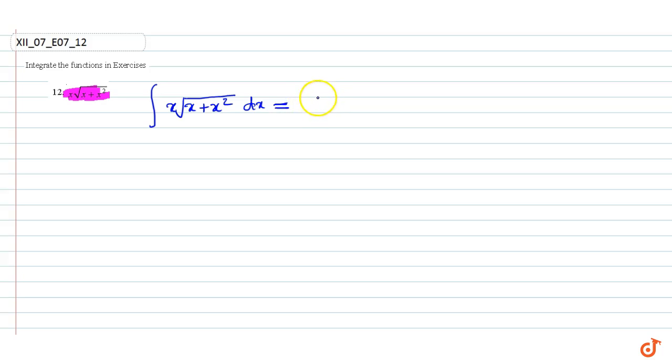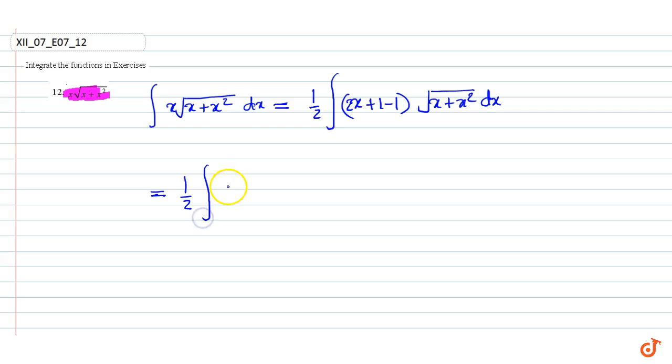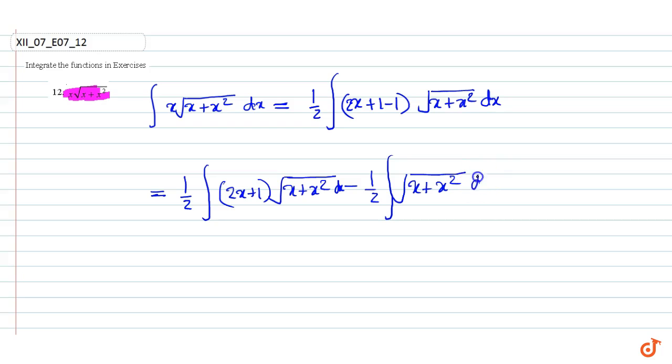This is equal to half into the integral of x plus 2x plus 1 minus 1, into the square root of x plus x square, dx. This is equal to half into the integral of 2x plus 1 into the square root of x plus x square, minus half into the integral of the square root of x plus x square, dx.